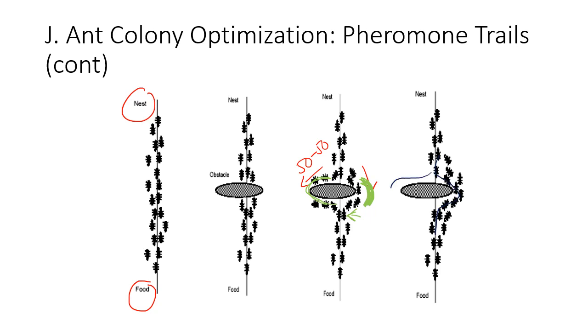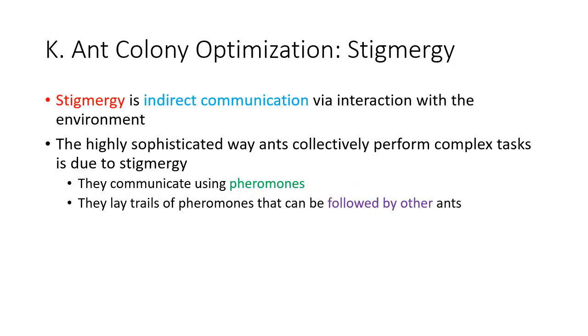to the longer path. The indirect communication via interaction with environment is named as stigmergy. And this highly sophisticated way ants collectively perform complex tasks is due to stigmergy. They communicate using pheromones and they leave trails of pheromones that can be followed by other ants.